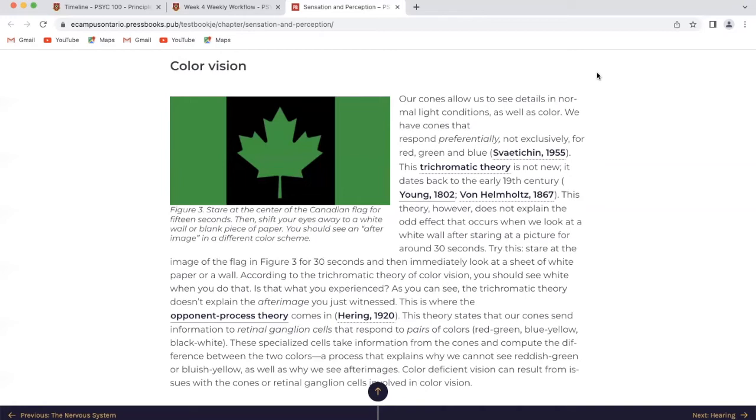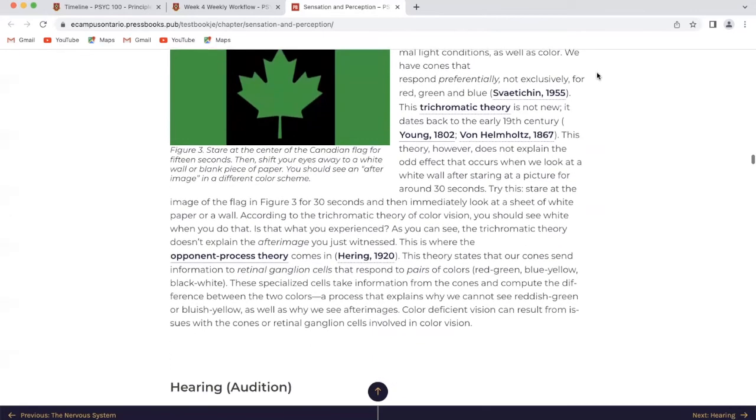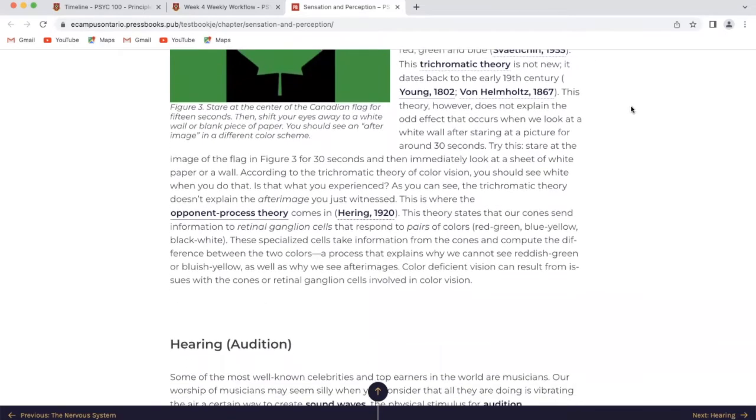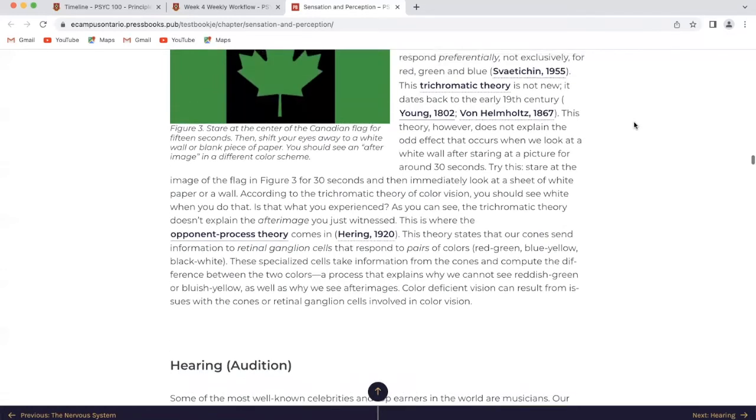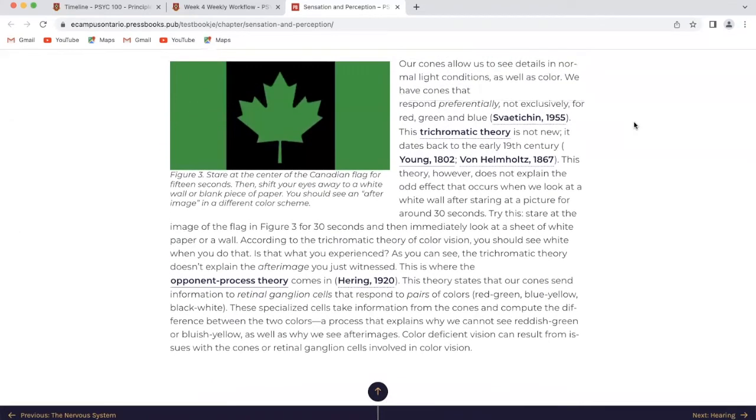This theory, however, does not explain the odd effect that occurs when we look at a white wall after staring at a picture for around 30 seconds. Try this. Stare at the image of the flag, we have it online here in this figure 3, for 30 seconds, and then immediately look at a sheet of white paper or wall. According to the trichromatic theory of color vision, you should see white when you do that. Is that what you experienced?